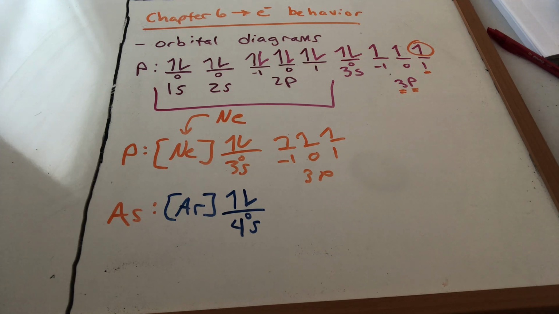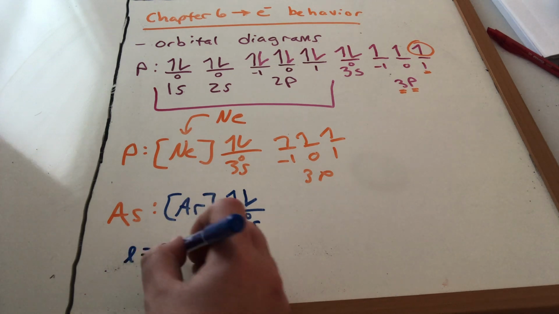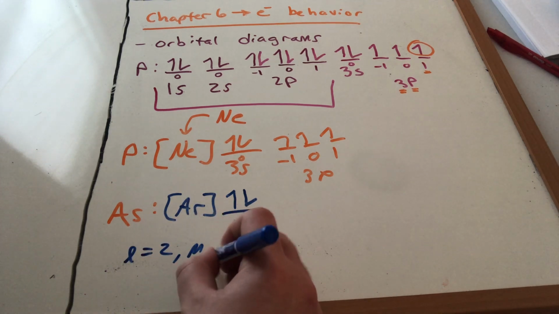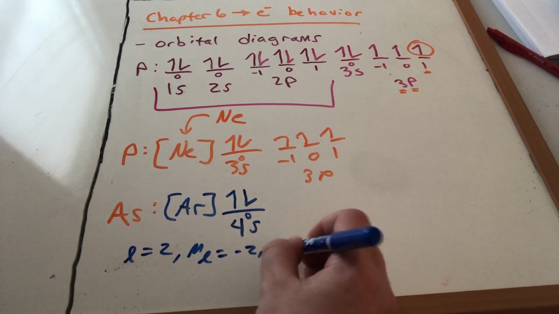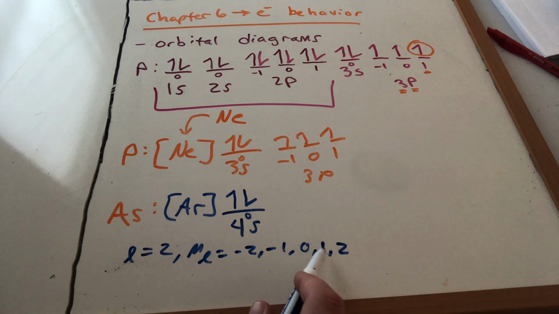The first 2 columns on the periodic table, we fill the S's, and there's 2 slots. The middle part of the periodic table, we're filling the D's, and there's 10 slots. Why are we filling the D's and there's 10 slots? Well, if L equals 2, what M sub L's are allowed? -2, -1, 0, 1, and 2. There's 1, 2, 3, 4, 5 different M sub L's.